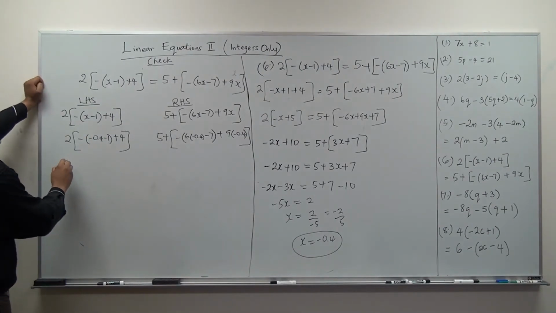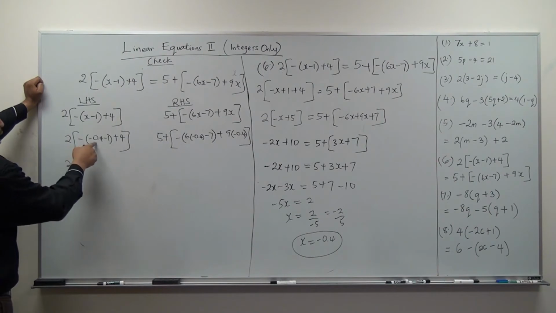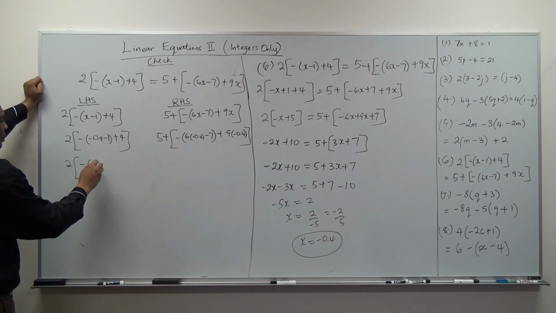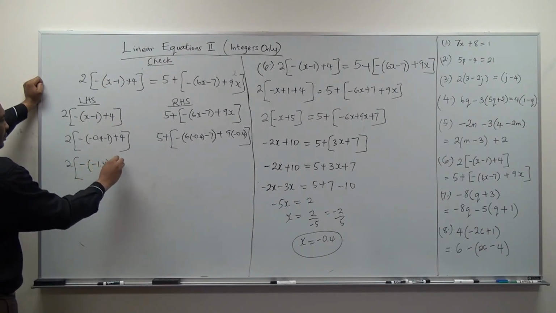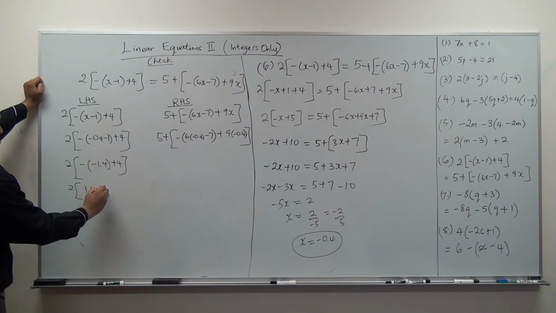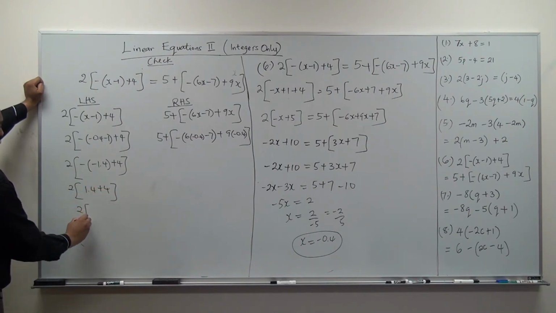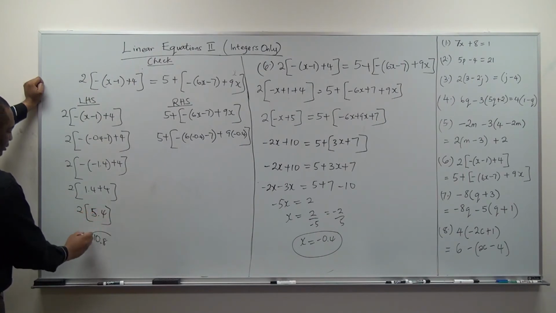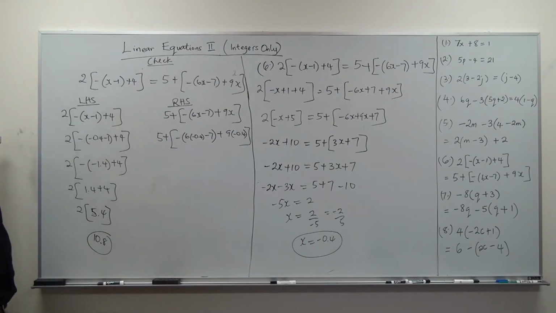Now, let's do this first. This is bracket, negative. Now you do this inner parenthesis first. This is now negative 1.4, then plus 4. And this, you now open up the parenthesis. Negative times negative is positive. 1.4 plus 4, and that is 2 times 5.4, and that gives you 2 times 5.4 is 10.8. So we got 10.8 on our left hand side.